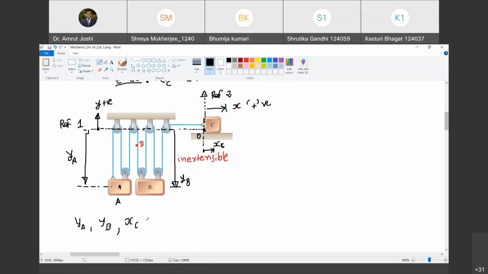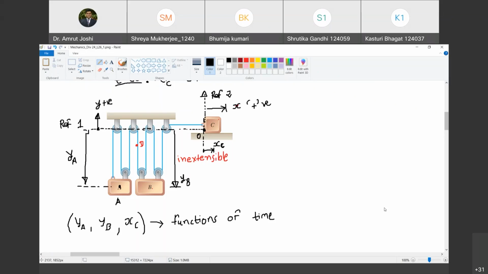Sir, can you repeat? These three values, YA, YB, and XC, are they going to be constant throughout the motion, or are they going to change as time evolves? They are going to change. Yes. So do you agree with me that these all are functions of time? Yes, sir.